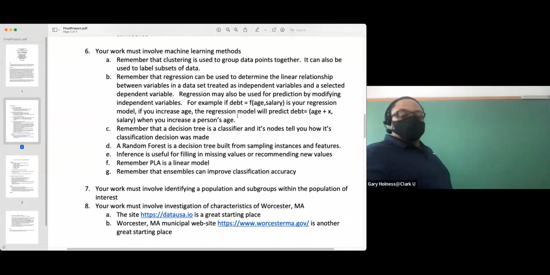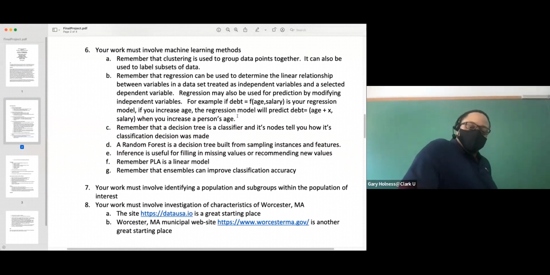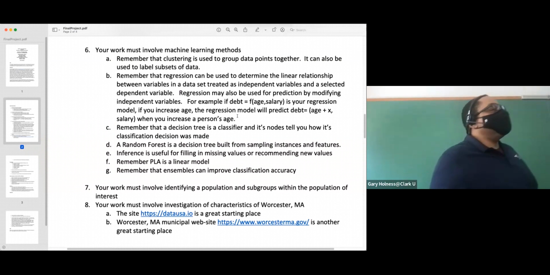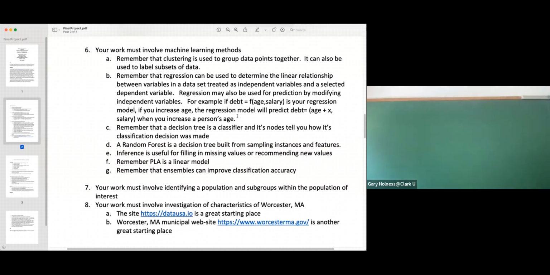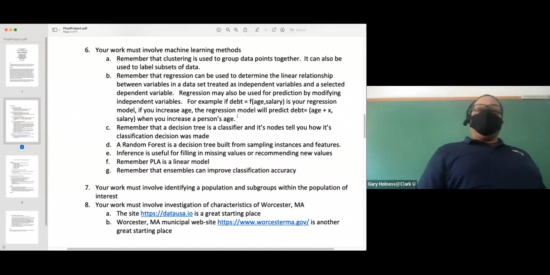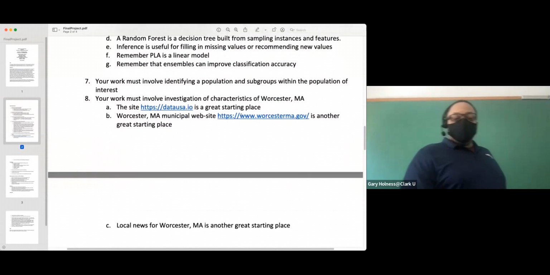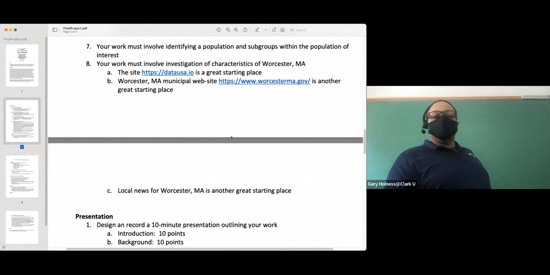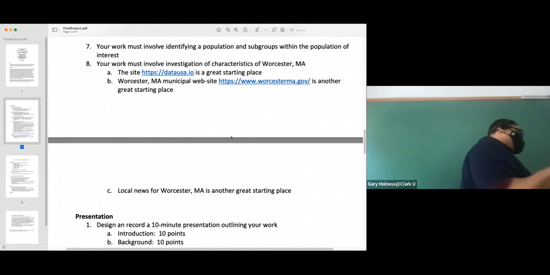Your work must involve machine learning methods. I think I said you have to do at least 2. I can't remember what I said. But here I have some hints about what different types of models that we've talked about are good for, right? So you have to involve machine learning methods, and it's your choice. And the important part is why you're choosing what you're choosing and what you're trying to accomplish. And you have to identify populations and subgroups within those that represent this sampling of residents of Worcester, Massachusetts. And of course, if you identify a subgroup, you have to give them a name and describe their characteristics.